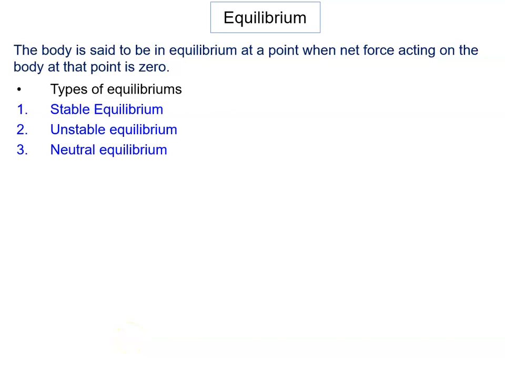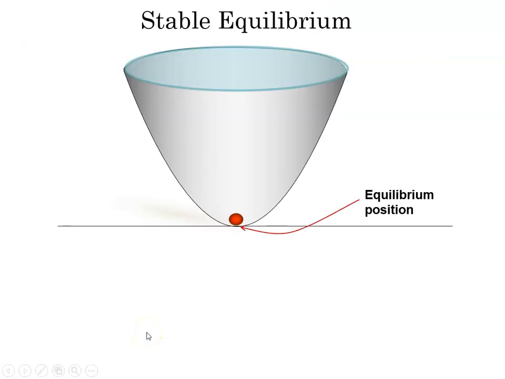Equilibrium. The body is said to be in equilibrium if at a point the net force acting on the body is zero. That we know very well. There are three types of equilibrium: stable equilibrium, unstable equilibrium, and neutral equilibrium. Okay, first we will discuss stable equilibrium.